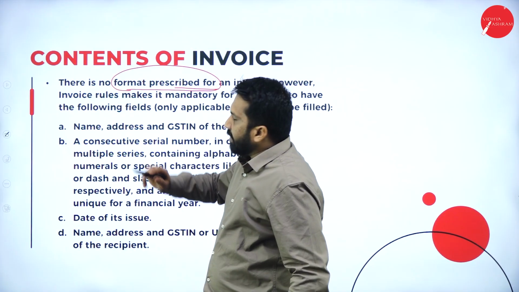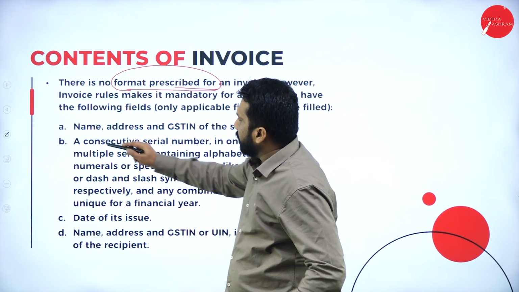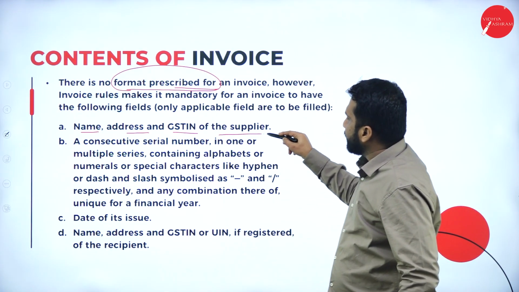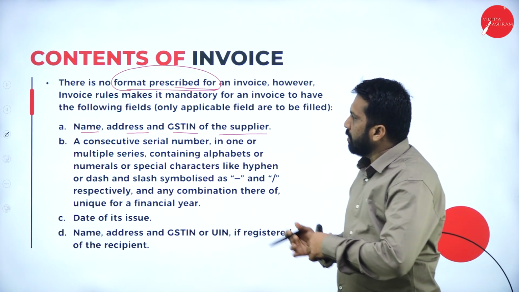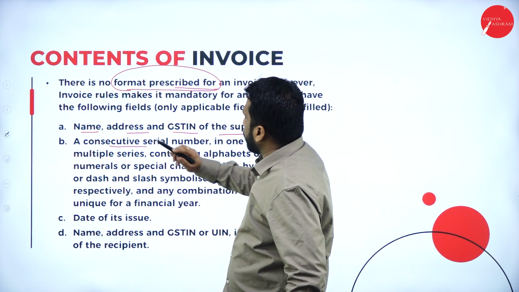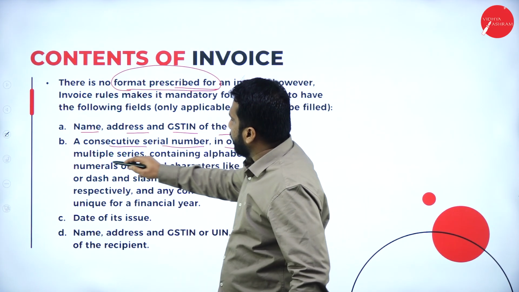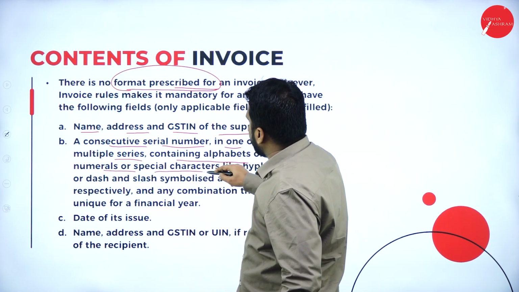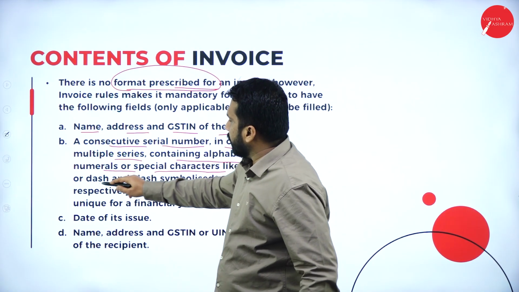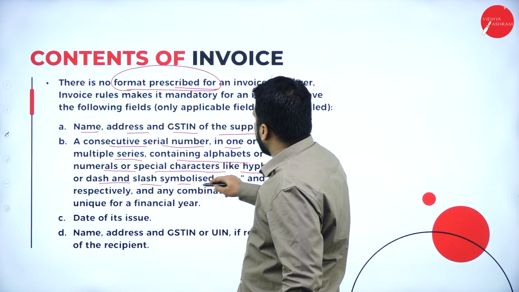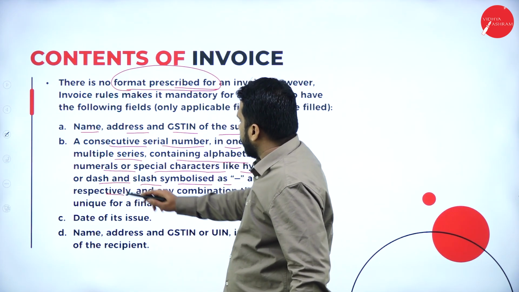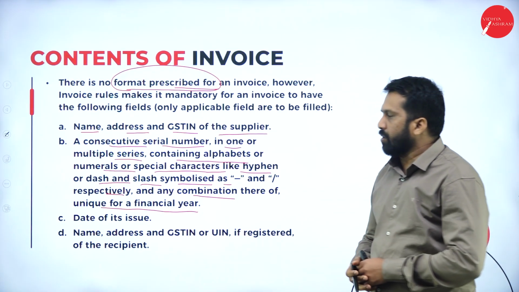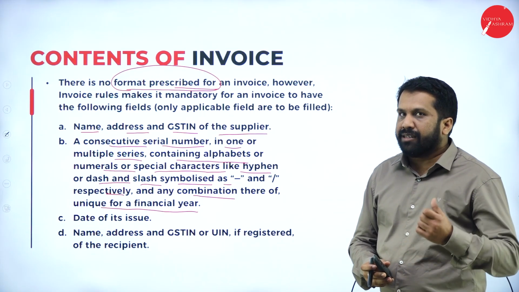Now, what are the contents of an invoice? The first one: name, address, and GSTN number of the supplier. This is compulsory. Along with that, a consecutive serial number in multiple series containing alphabets or numerals or special characters like hyphen or dash and slash, and any combination thereof, unique for the financial year. As I told you, everything should be in numbers as well as in words.